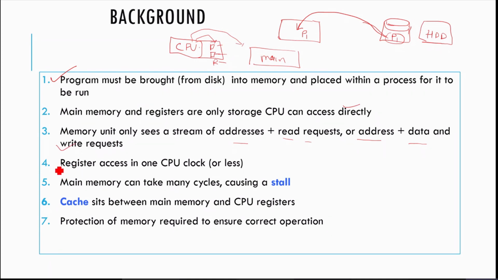Next, coming to register access in the CPU, it takes less time. Suppose the CPU is accessing some content from a register, suppose R1 has some content. How much time will it take? It will take one CPU cycle, or clock cycle we can say.